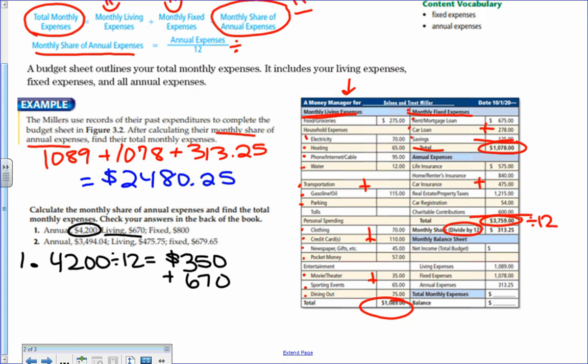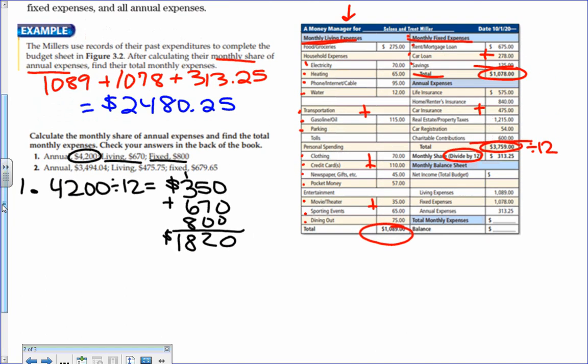We're going to add in our living expenses and our fixed expenses of $800. So I don't even need a calculator for this. Watch how fun this is. Math by hand. Woohoo! $1,820. Okay, we're going to do the same thing with number 2. We're going to start with our annual expenses.